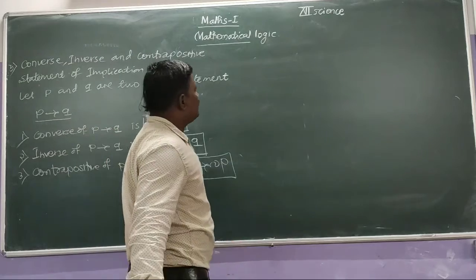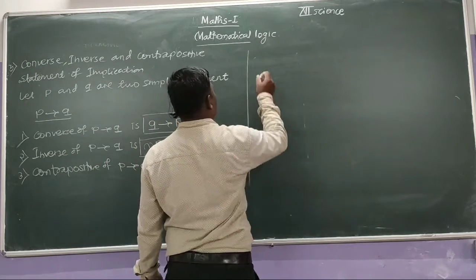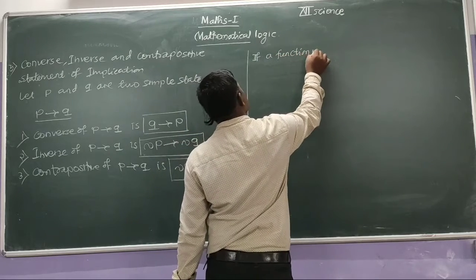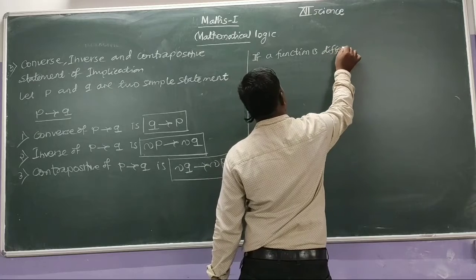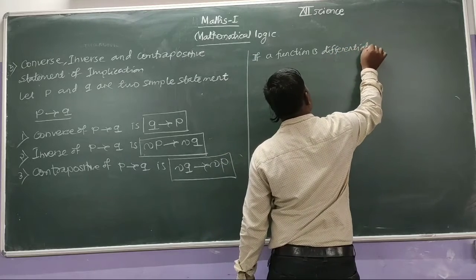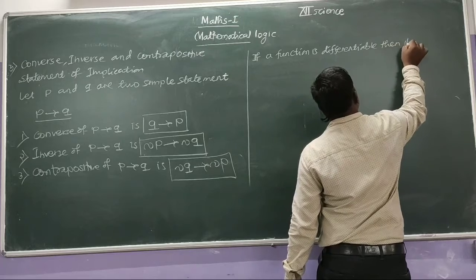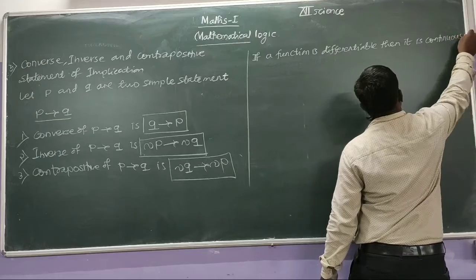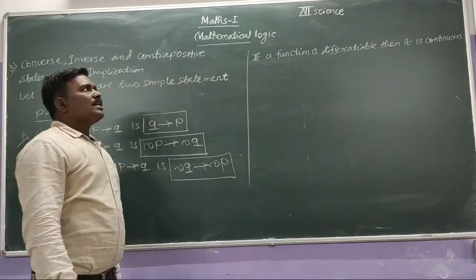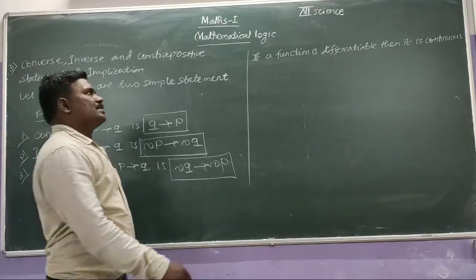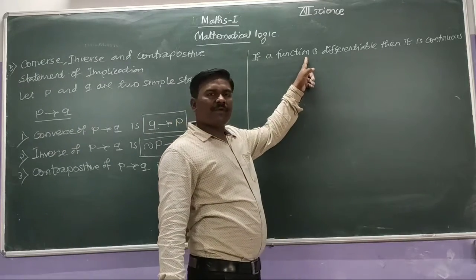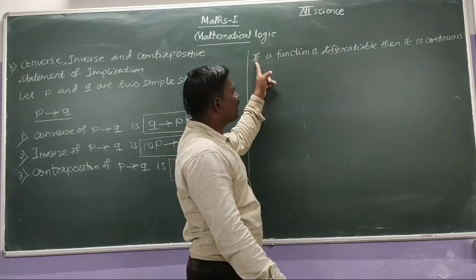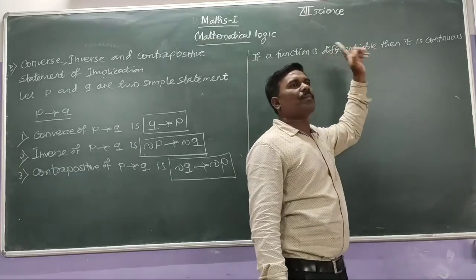The example is, if a function is differentiable, then it is continuous. Take care of one another. A function is differentiable, then it is continuous. A function is differentiable and it is continuous. These are the two simple statements joined by the connectives. If then, that means this compound statement represents the implication.